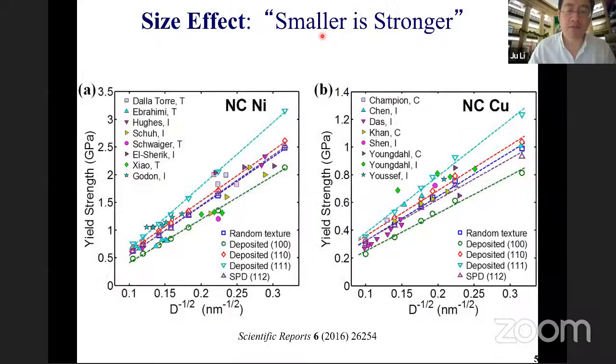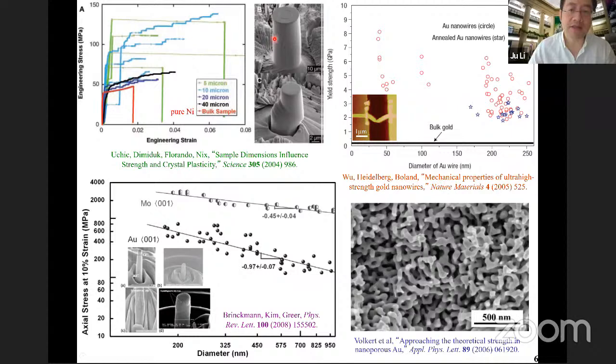So metals and ceramics: the smaller the grain size, this is the Hall-Petch relation, the higher the yield strength. So this is bulk nanocrystalline nickel and bulk nanocrystalline copper. And you don't need any alloying. Just by reducing the grain size, you can get to something like 1 gigapascal. And it doesn't have to be grain size, it can be sample size.